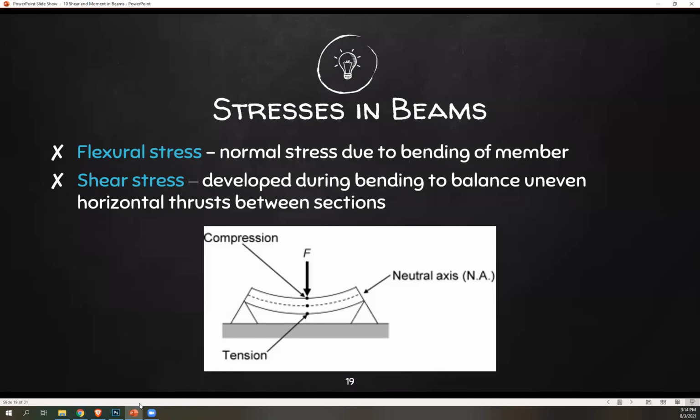So we have two basic stresses in beams. First is flexural stress, next is shear stress. So flexural stress is the normal stress due to bending of member. So hence flexure, bending. Shear stress is developed during bending to balance uneven horizontal thrusts between sections. Okay, so for example here, you have flexural stress and shear stress, flexure due to bending, and then there's going to result a shear stress along the fibers of this beam.